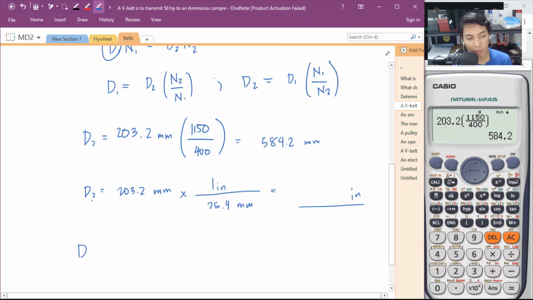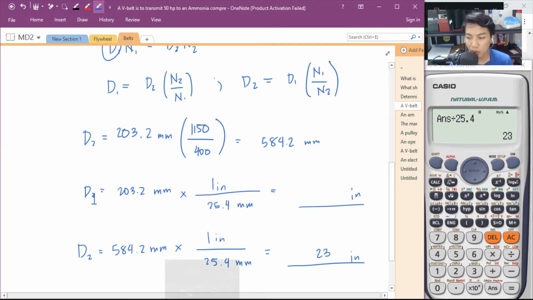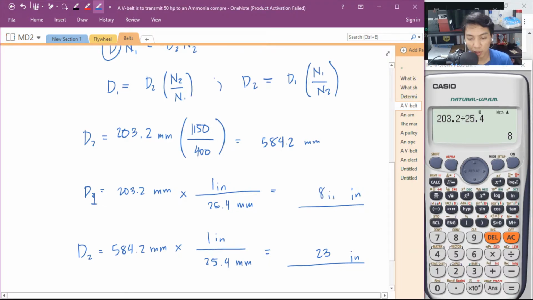Okay, isa naman. D1 pala to. D2 is 584.2 mm. Multiplied to 1 inch every 25.4 mm. Equal to, ilang inch yan? Okay? Divide ko na ito ng 25.4. That is 23 inch. Itong isa, 203.2 divide by 25.4. The answer is 8 inch. The length of the belt.